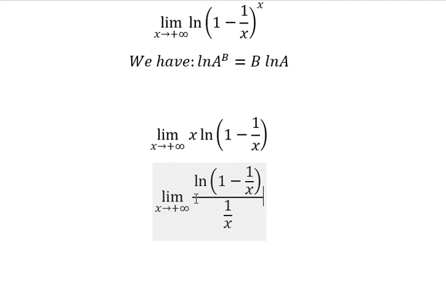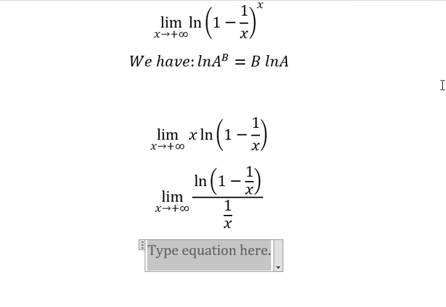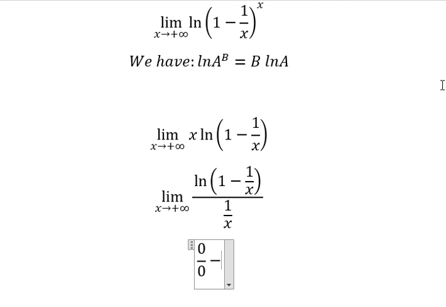So when s approaches positive infinity, number 1 divided by positive infinity, you get 0. This one you get 0. ln number 1, we have number 0. So we have 0 over 0. So we can use L'Hospital.